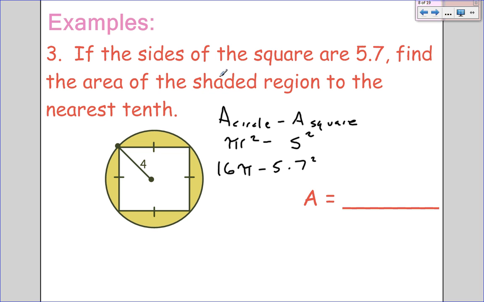Well, it says round to the nearest tenth, so I'm actually going to multiply 16 by 3.14. So 50.24 minus 5.7 squared gives me, I'm going to type that in, 17.7 as the area of the shaded region. So anytime you want the area of a shaded region, you just take the area of the big shape and subtract the area of the shape inside of it.